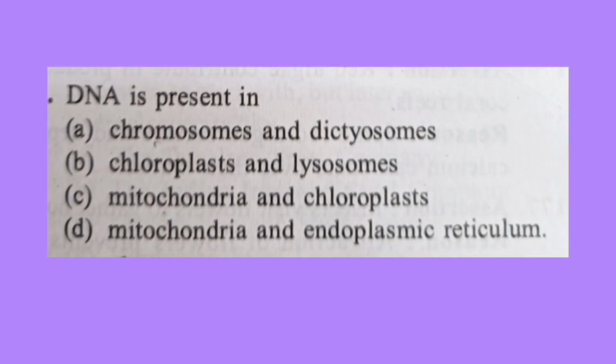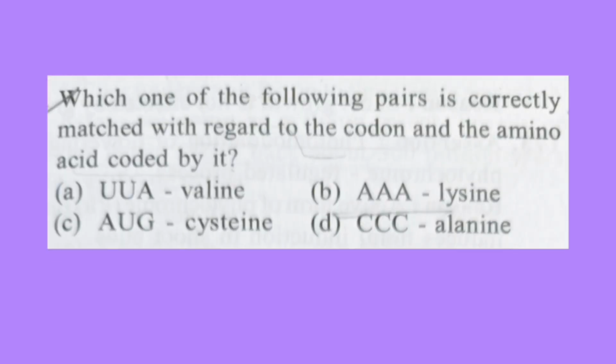DNA is present in? So the correct answer is option C, mitochondria and chloroplast. And the second question is, which one of the following pairs is correctly matched with regard to codon and the amino acid coded by it? So the correct answer is option B, lysine.